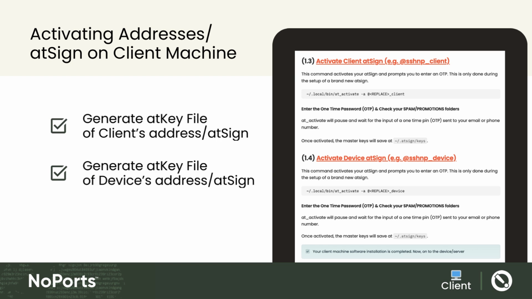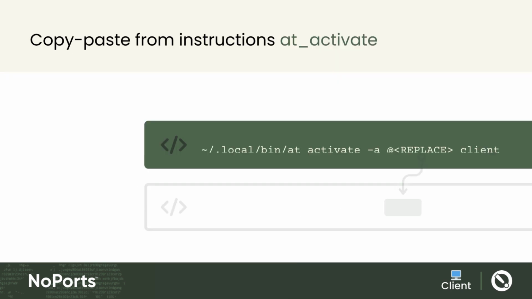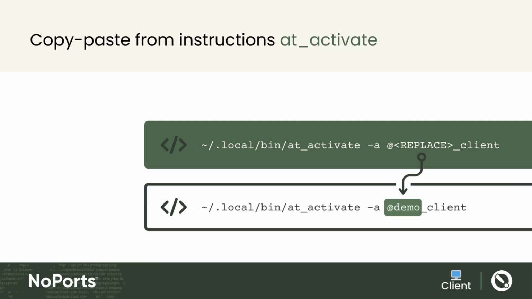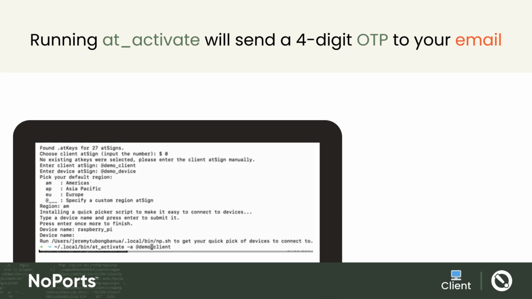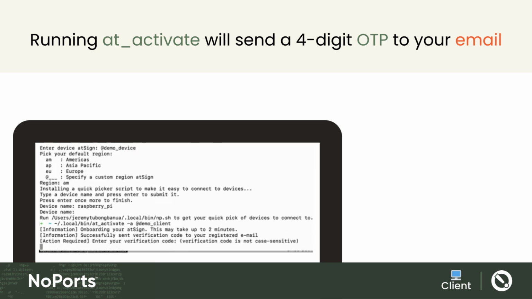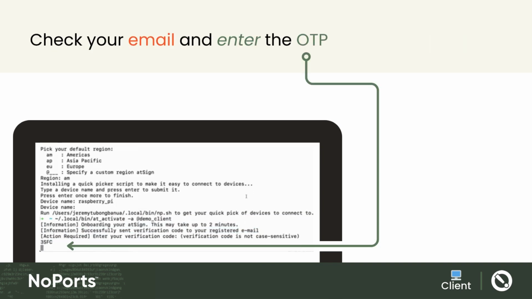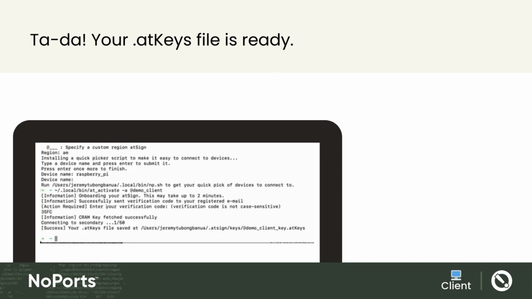We're going to generate the atkeys file of both our client's address and our device address, both on the client machine. Just head over to the instructions and copy and paste the @activate command, but you will have to replace the prefix part of the address. And once you replace it, the command will look something like this. Once you've successfully entered the command, it will send an OTP, or one-time password, to your email that you purchased these NoPorts addresses with. Just head over to that email and copy and paste the 4-digit one-time password. If all goes well, your addresses will be activated and your keys will be generated.